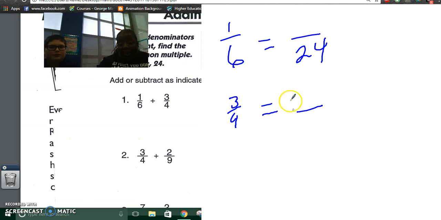Another way that we could do this is by looking at a multiplication chart. I like looking at a multiplication chart. There is nothing wrong with looking at a multiplication chart.